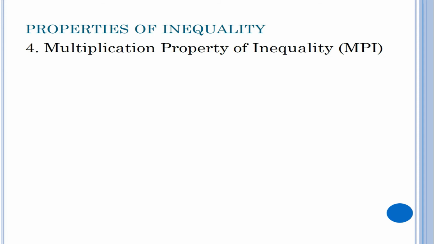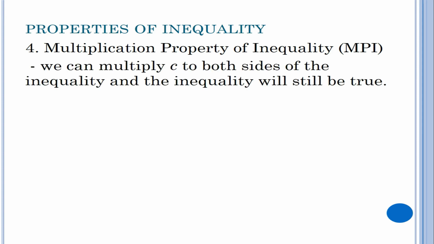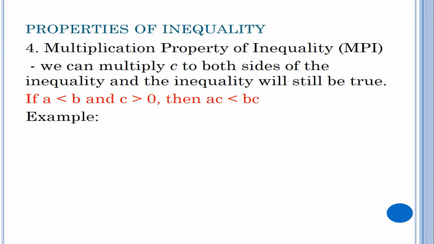And then we have the fourth property, which is the multiplication property of inequality or the MPI. So we can multiply C to both sides of the inequality and the inequality will still be true. So if A is less than B and C is greater than 0, then A times C is less than B times C. So for example, we have 2 is less than 3 and 2 times 2 is less than 3 times 2. So we have 4 is less than 6. So multiplying 2 to both sides of the inequality, the inequality will still be true.